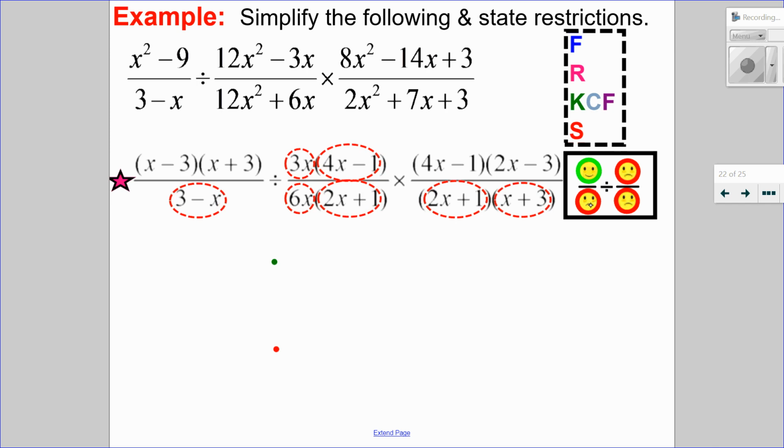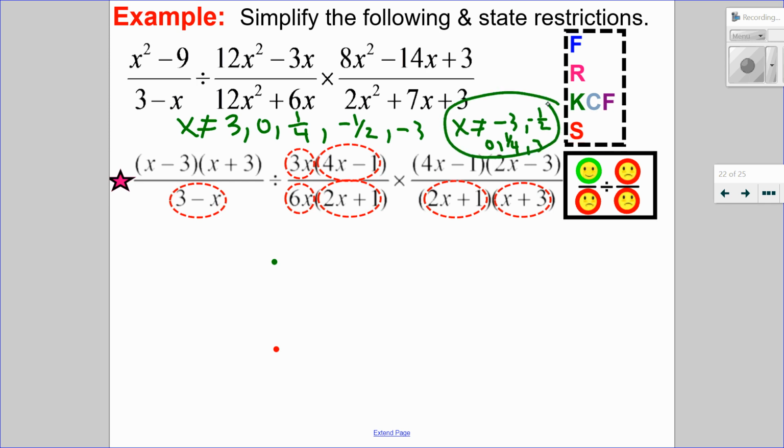So let's look at my restrictions here. I'm just going to go from left to right. 3, the monomial has a restriction of 0, 4x minus 1 has a restriction of 1/4, 6x is a monomial of 0, which I already have, 2x plus 1 is -1/2, 2x plus 1 I already have, x plus 3 has a restriction of -3. So I can put those in order from smallest to biggest. I can say that x can't be -3, -1/2, 0, 1/4, and 3. So that would be my final restriction.